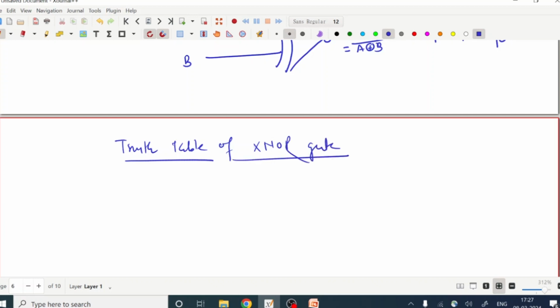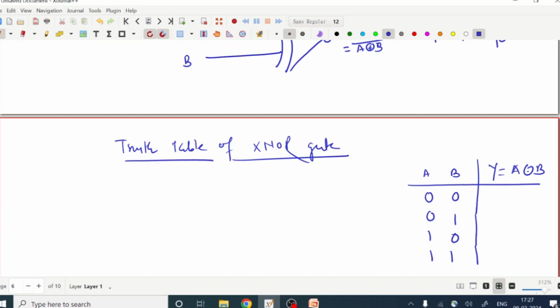The truth table of XNOR gate is: here the input combinations are A and B, and the output Y is written as A dot B. Possible combinations are 0 0, 0 1, 1 0, 1 1. What will be the output? Output is 1 when both inputs are 0 0 or both inputs are 1 1. In the rest of the cases the output is 0. So this is the truth table of XNOR, and this is the logic symbol of XNOR gate.